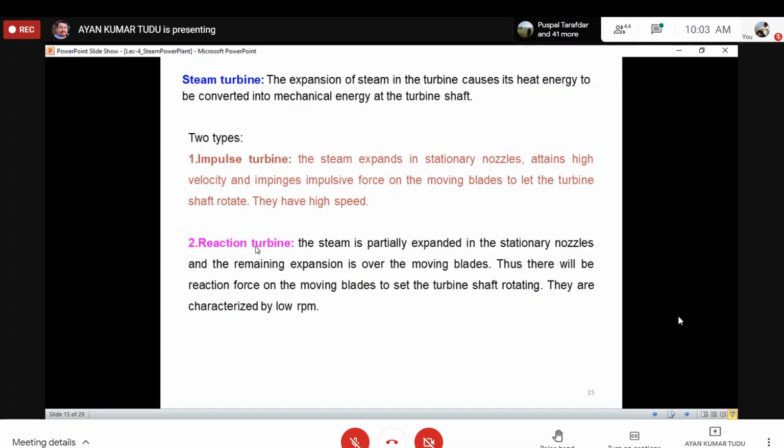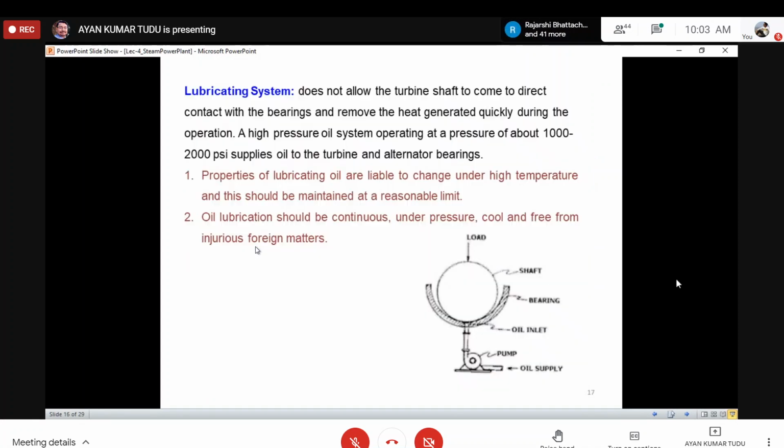In this class we will start with our next part, that is our lubricating systems. Now, as you know, all the systems and equipment that we are using in a power station are all mechanical systems. So we need a very efficient lubricating system to keep all the equipment, specifically the gears and the bearings, running, as well as to cool the equipment also.